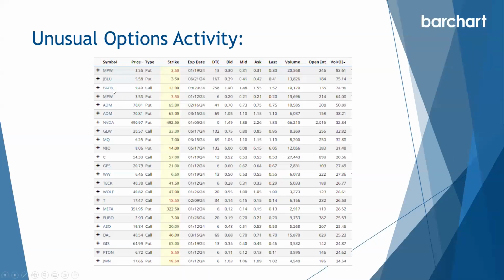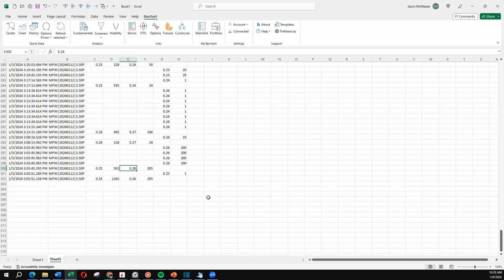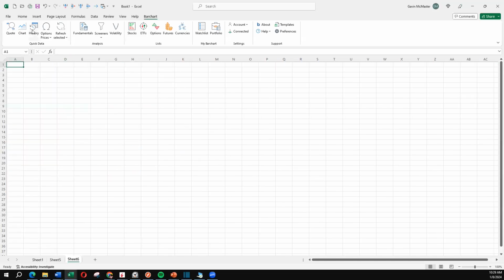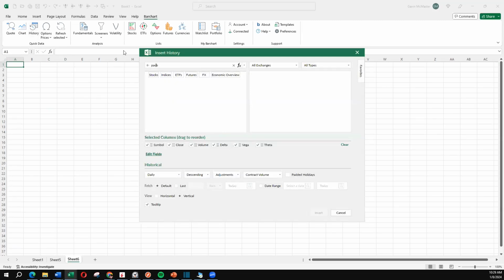Another couple of interests was this PACB call option. The thing that stood out to me here was that it was a September expiration. So a lot of these other ones are quite short term. This was a long-term trade, so could indicate a bullish bet on this particular stock. So I wanted to drill down into the volume and see if we can get some more insights there. So we go to our Barchart Excel, select the stock, September expiration, and it was the $12 call option.